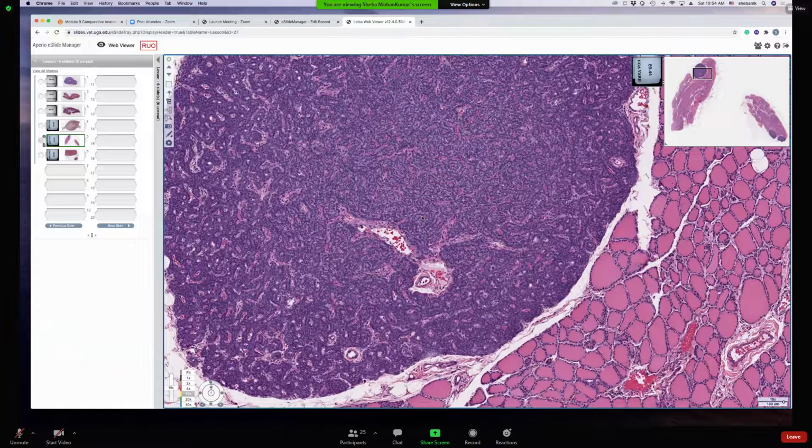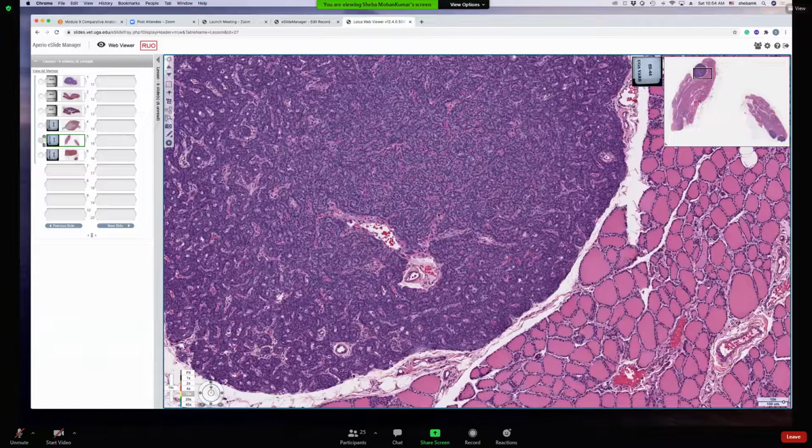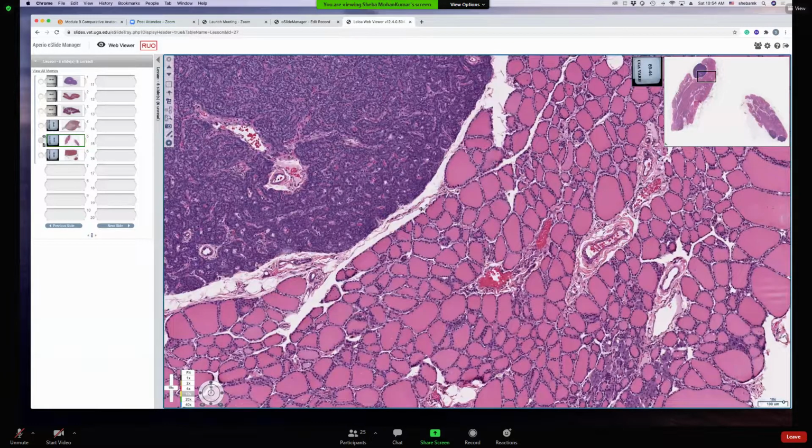Increases the blood calcium. Yes, awesome. So the parathyroid hormone increases blood calcium. Okay. So now let's come to the thyroid gland right here.